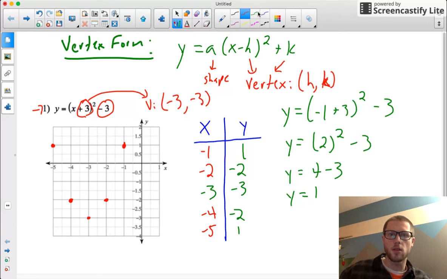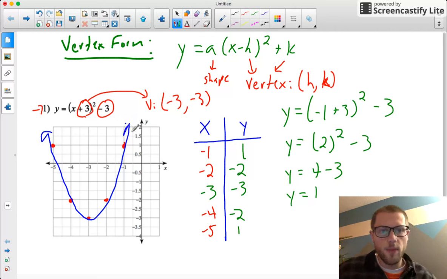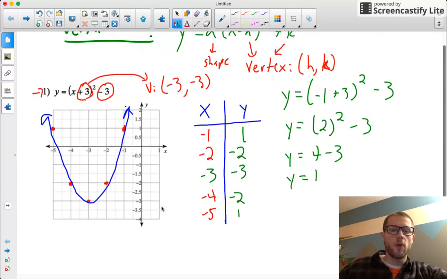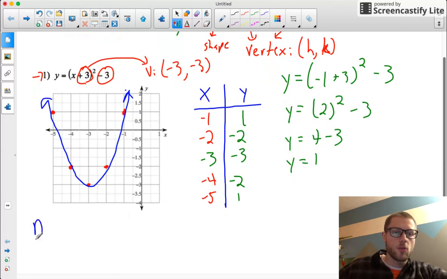And let's connect these dots. Let's go blue here. And here is my parabola. And now that I have my picture, I can actually state some properties for this thing. So if I were to talk about what the domain is, the domain is all of my possible x values. And for this quadratic, and really all quadratics, my domain is going to be all real numbers.